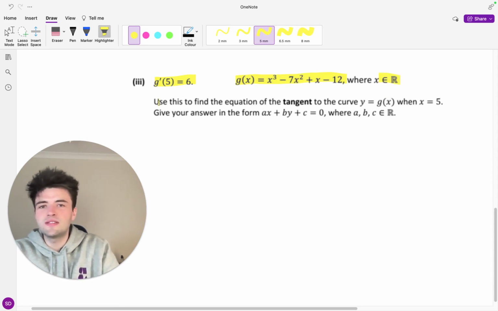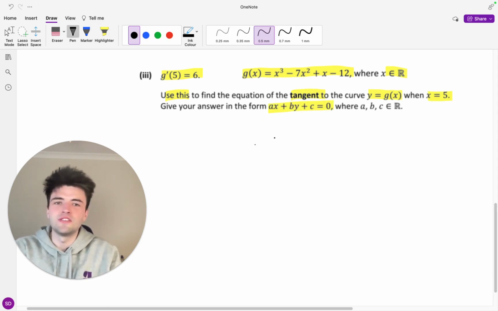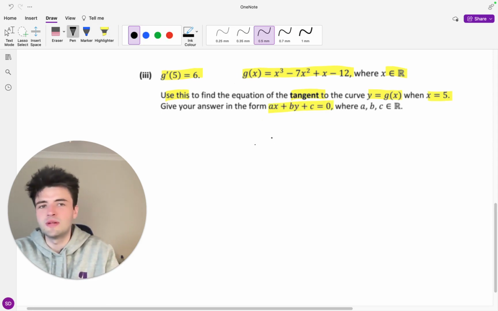And we're asked to use this to find the equation of the tangent to the curve y is equal to g(x) when x is equal to 5, to give our answer in the form ax plus by plus c is equal to 0. So whenever we're looking to find a tangent to a curve, we need to ask ourselves just a few bits of information.